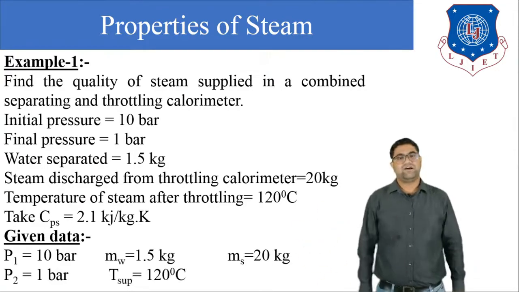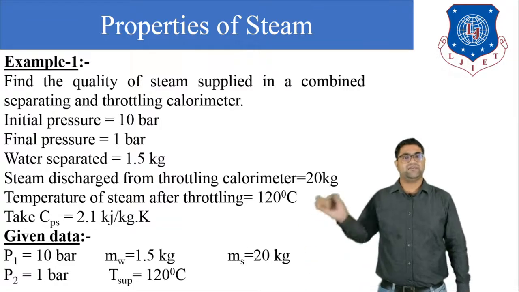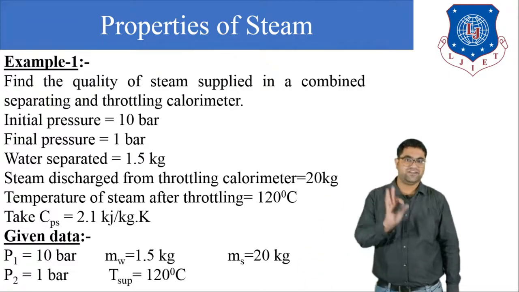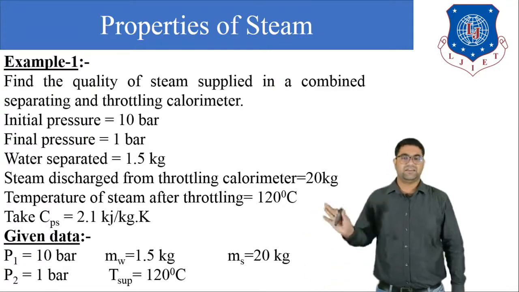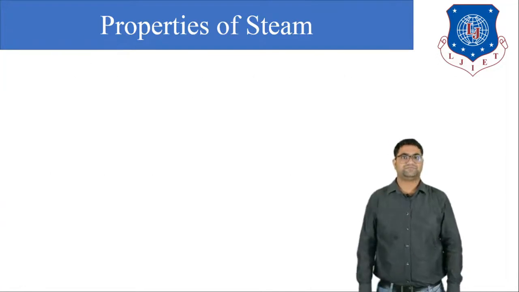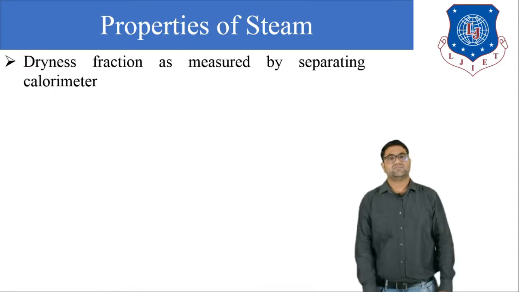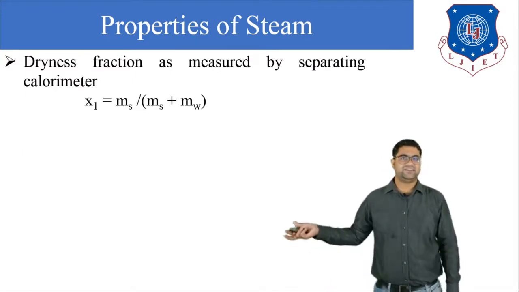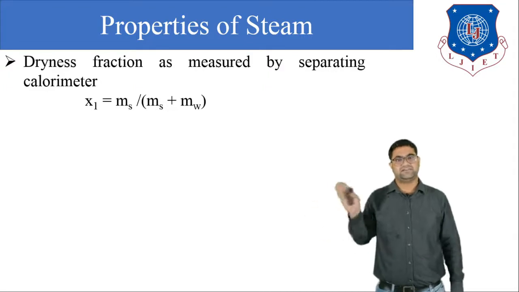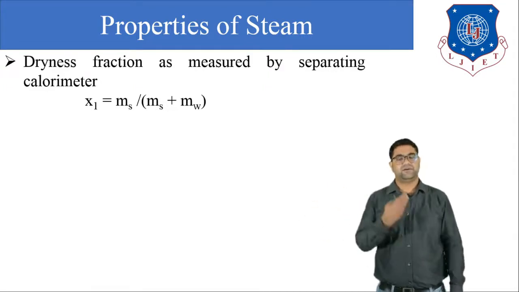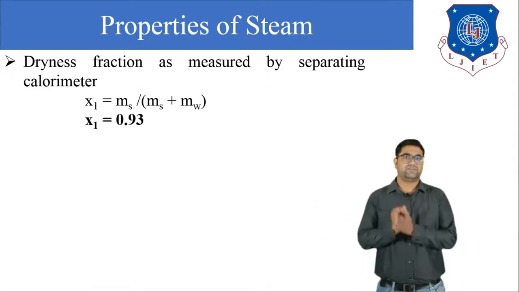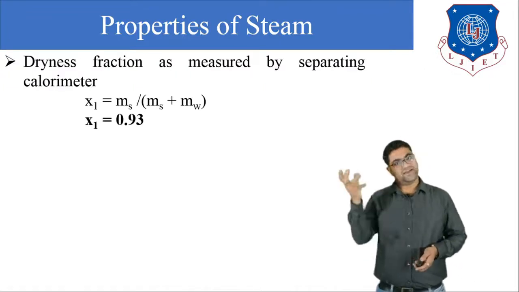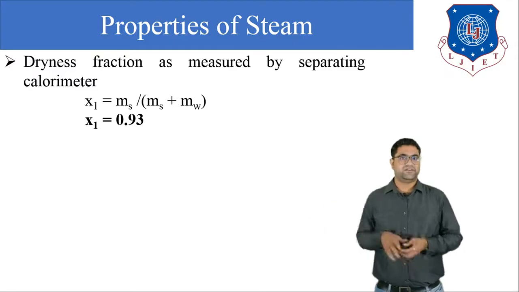So here the pressure after throttling is given as 1 bar, and the temperature after throttling is 120 degrees Celsius, and as we have already discussed, this temperature is the superheated temperature. First of all, the dryness fraction measured by the separating calorimeter, which we can easily measure, that is X1, equals ms upon mw plus ms. So we get X1 equals 0.93. This value we can directly measure from the given data.